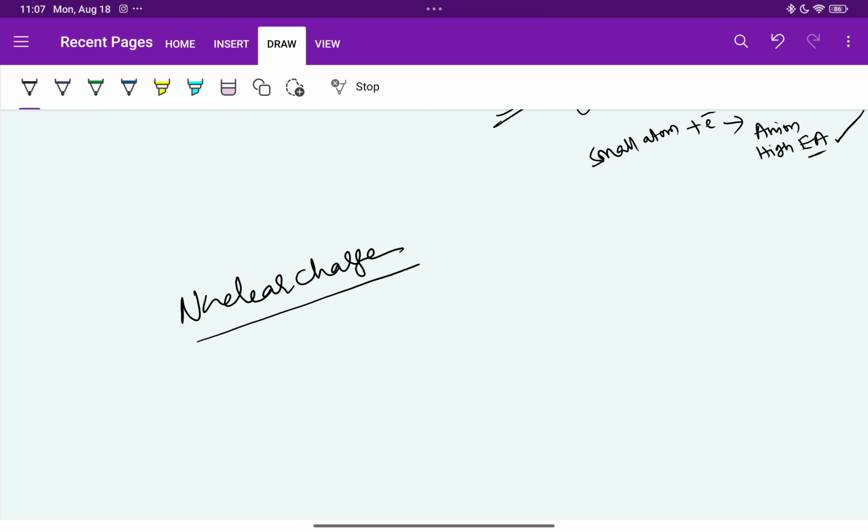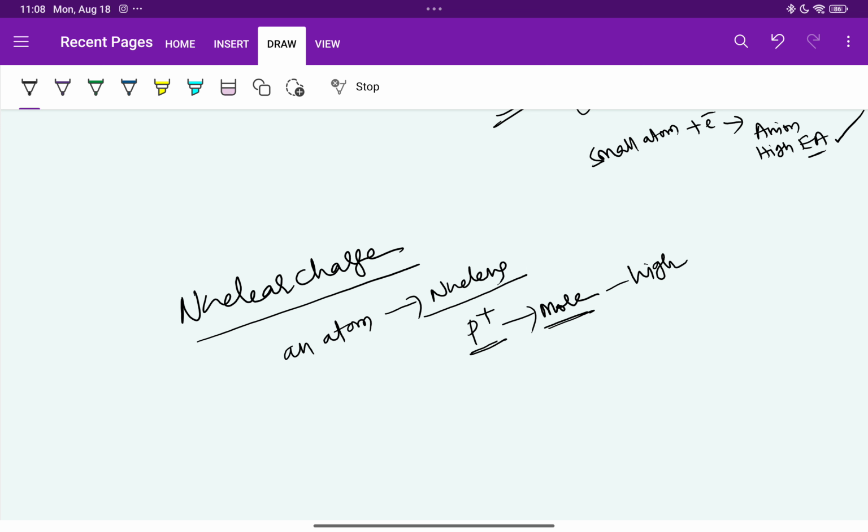What is the meaning of nuclear charge? Nuclear charge is nothing but, when you take an atom that contains a nucleus, the energy of the nucleus depends on the number of protons. If the number of protons in the nucleus is more, the energy of the nucleus is very high, and if the proton number is less, then the energy of the nucleus is also less. So nuclear charge is nothing but the number of protons in the nucleus.